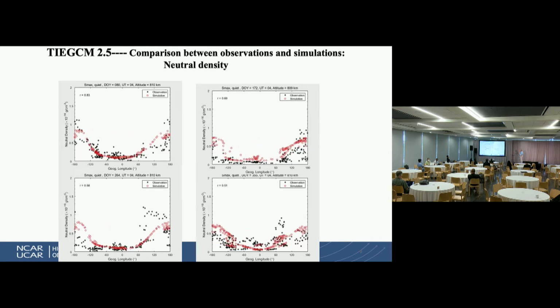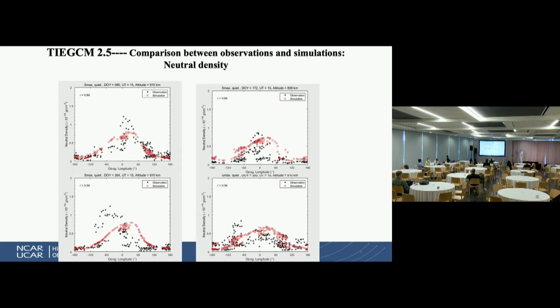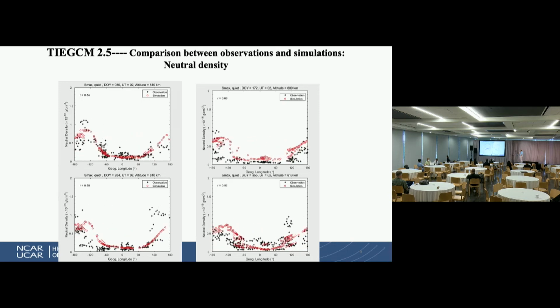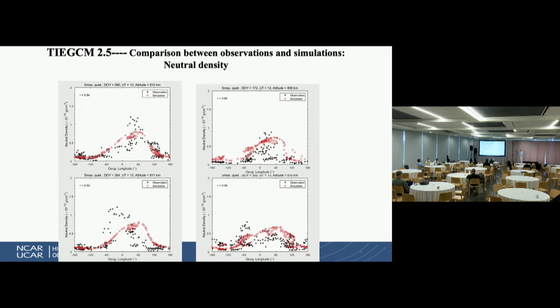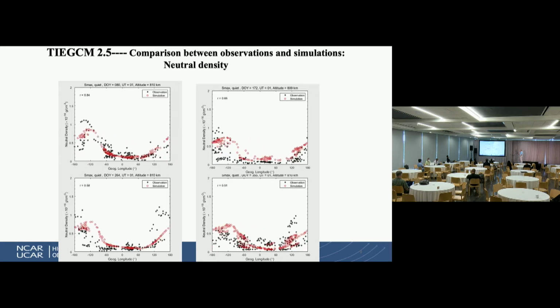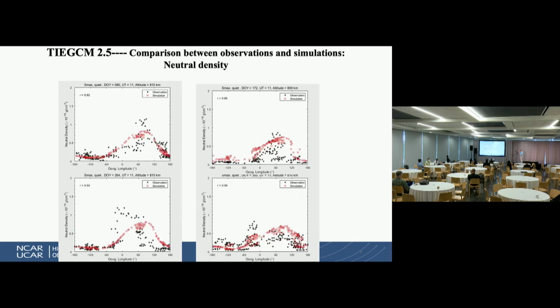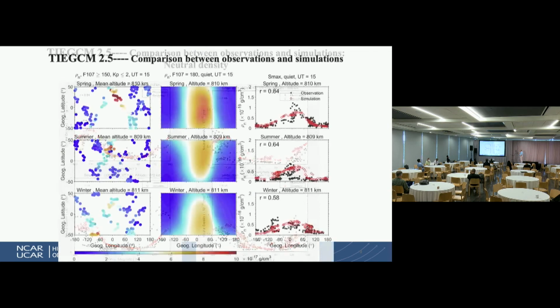I didn't present with the diffusive equilibrium extension, but it looks like we did a pretty good job of getting most of the variability of the satellite direct data. So this probably gives you a better illustration of how the model performs in winter, summer, and spring, or the March equinox. This is a correlation coefficient. It looks reasonable considering there are a lot of model limitations.